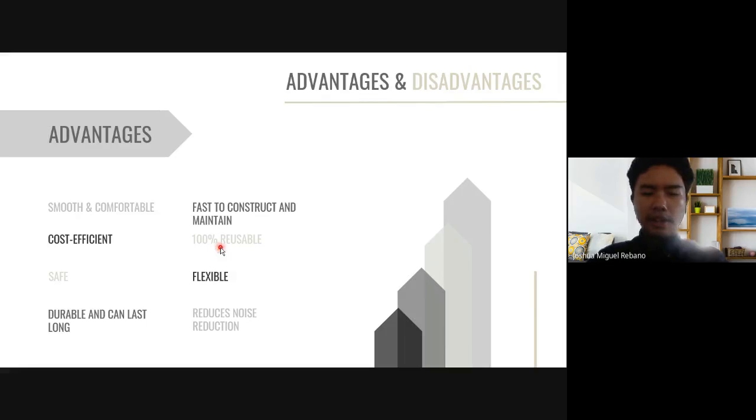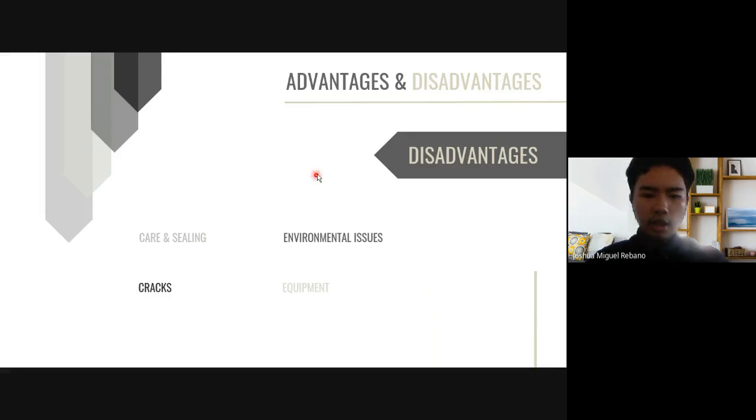So its advantages are that it is smooth and comfortable, fast to construct and maintain, cost efficient, and 100% reusable. It is very safe, flexible, durable, and can last long, and it also reduces noise. Its disadvantages, however, are that it needs a lot of care and sealing. It has environmental issues when making it. It is also prone to cracks, and it needs heavy and costly equipment to use.